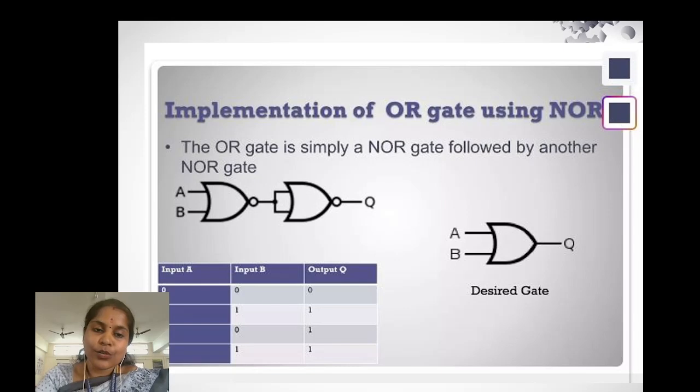From this slide, I can conclusively say that just as with a NAND gate, we can also recreate the NOR gate by using OR gates.